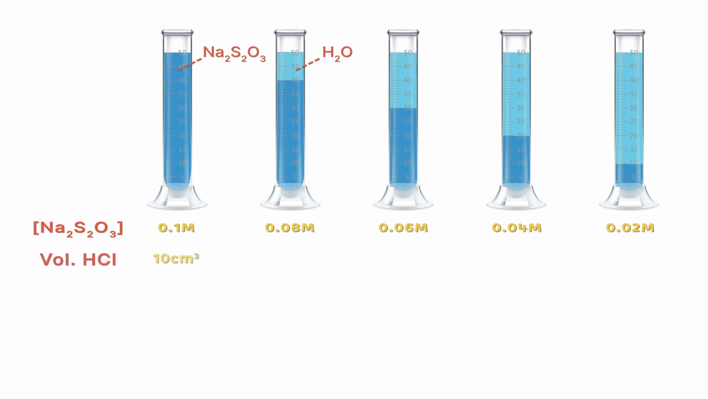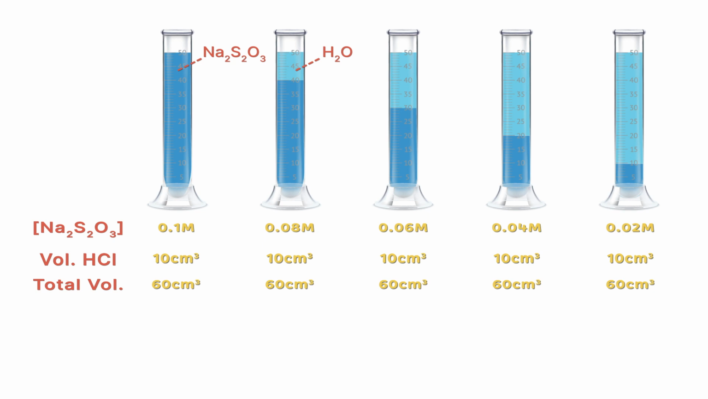These solutions will then be mixed with HCl. Note that the volume of HCl is constant throughout, 10 centimeters cubed. This will mean that the total volume of the reaction mixture is constant, so the depth of the liquid is not an issue. It will be 60 centimeters cubed in each trial. We can then measure the length of time required for the crosses to become obscured, as we saw before.